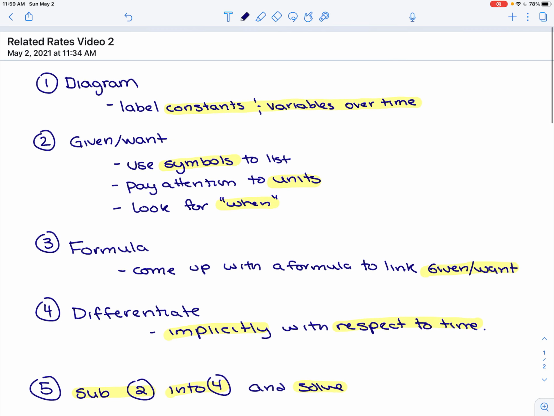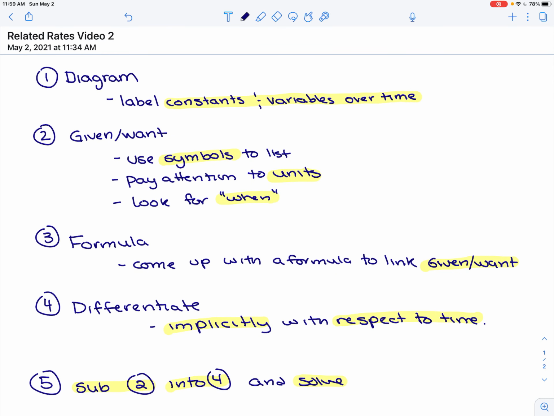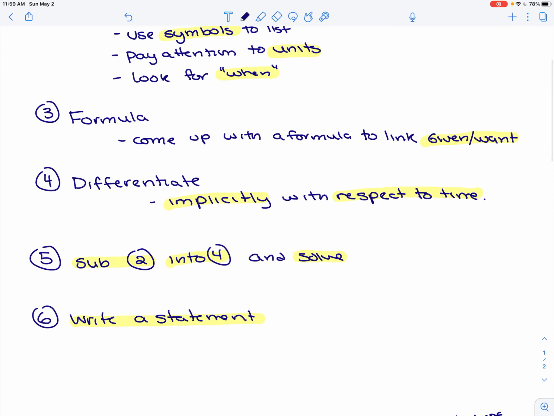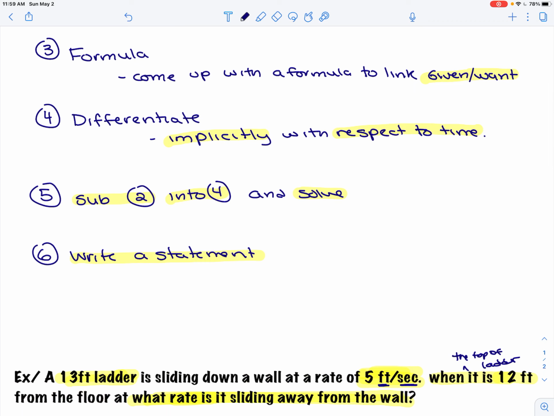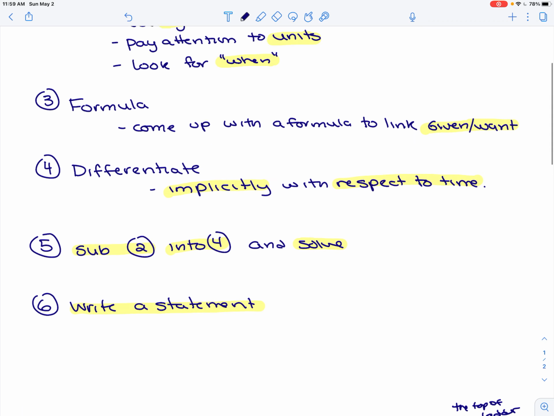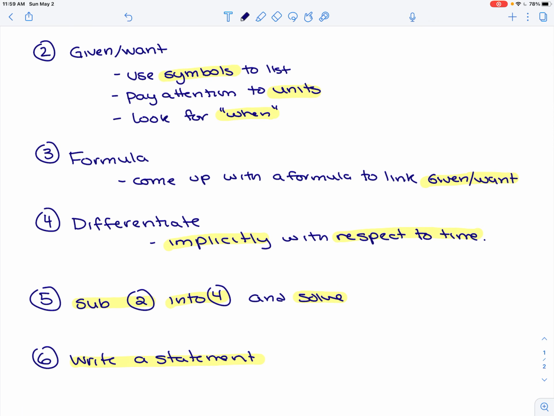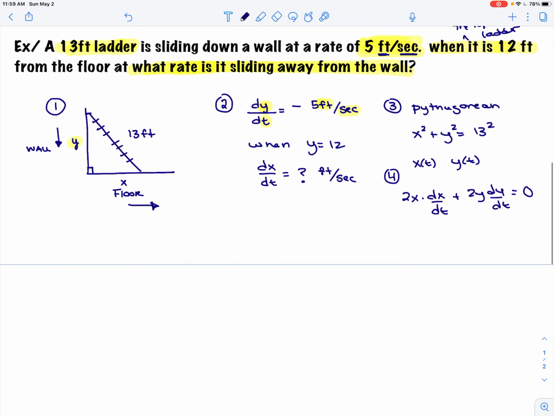We'll just go back up and look at our steps. I've made a diagram. I've put in symbols, what I'm given and what I want. I came up with a formula which connects what I'm given and what I want. I've differentiated implicitly with respect to time. Now I'm going to sub in what I was given and what I want, so what everything was when I paused the video, and I'm going to put that into step 4 and solve. So let's just do that.